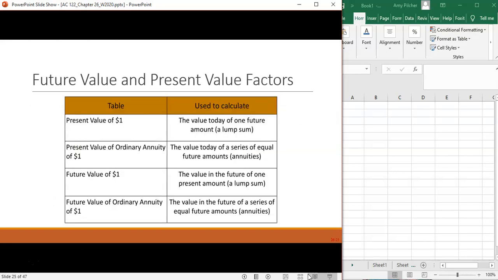We look at present value and future value tables. What we're going to be looking at for these investment decisions are the present value tables. We either look at the present value of one or the present value of an ordinary annuity. And I'm going to show you how to look up information on those present value tables.